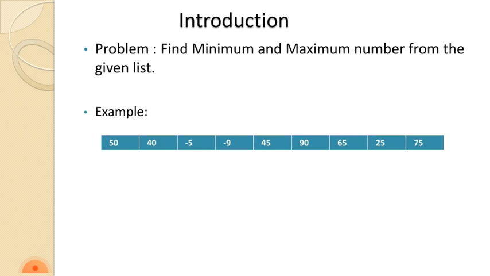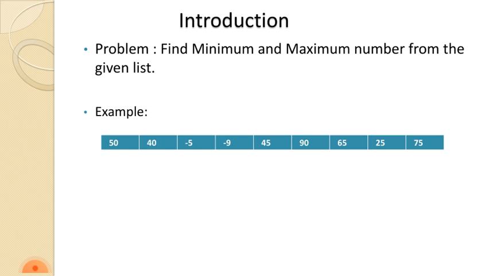So we can say the new maximum value is 90. Now again compare 90 with the next value, that is 65. 65 is not larger than 90. 25 is not larger than 90. 75 is not larger than 90. And this is the end of the list. So at the end we can say 90 is the largest value. In this way we find the minimum value, that is minus 9, and the maximum value, that is 90. So this is the classic algorithm.